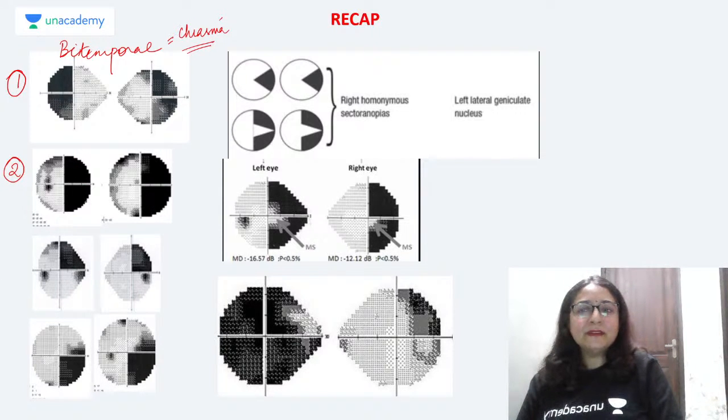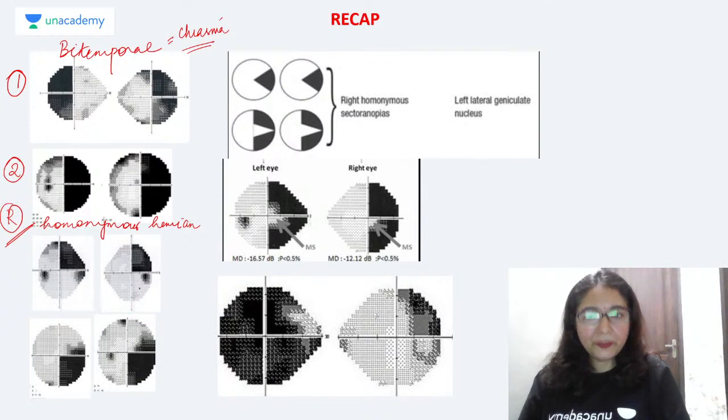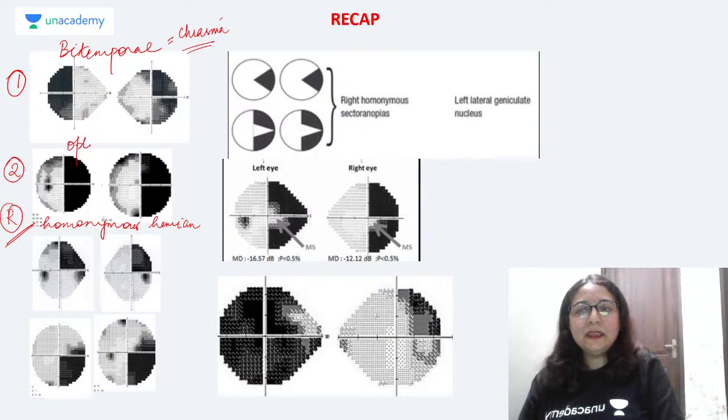Okay. Figure number 2. Complete homonymous hemianopia. Now, which sided hemianopia? This is the right side of the visual field. So this is right-sided homonymous hemianopia. This complete homonymous hemianopia will be seen in optic tract lesion. And since it is a right-sided defect, it is a left optic tract lesion.